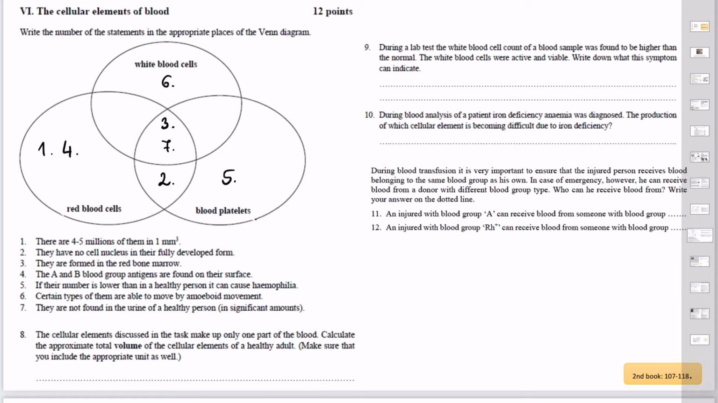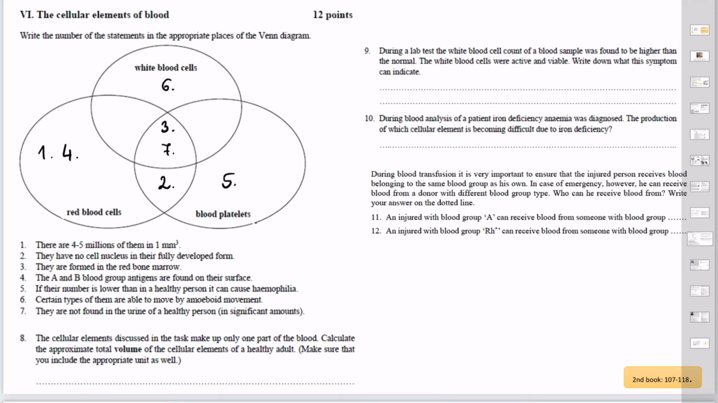The cellular elements discussed in the task make up only one part of the blood. Calculate the approximate total volume of the cellular elements of a healthy adult. Make sure that you include the appropriate unit as well. So when you answer this question, you have to remember that there are, on average, 5 liters of blood in a human body, or 5 cubic decimeters.